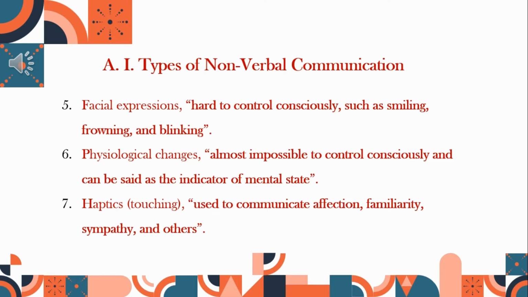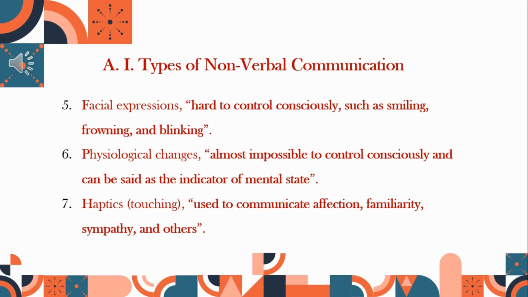Number 6 is physiological change. It is almost impossible to control consciously and can be said to be an indicator of mental state. For example, we may sweat or blink when we are nervous and our heart rate also increases. It is almost impossible to control.